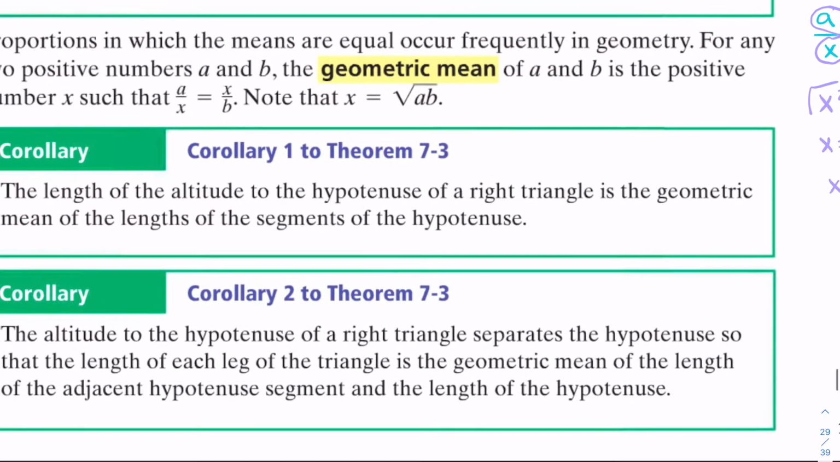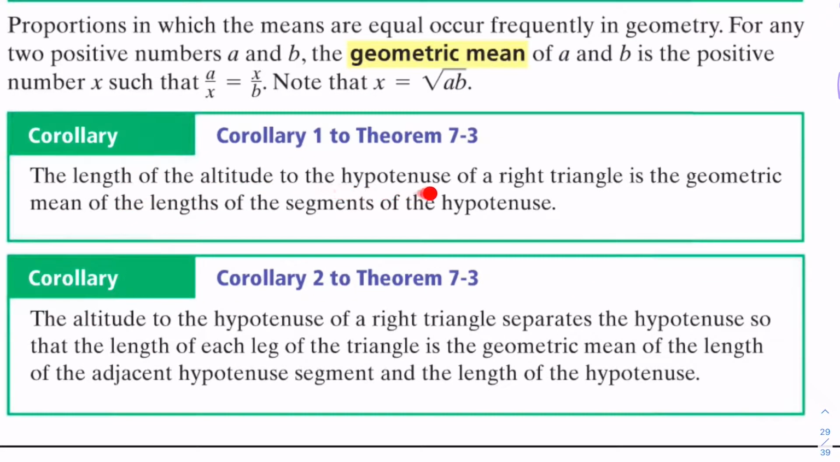The length of the altitude to the hypotenuse of a right triangle is the geometric mean of the lengths of the segments of the hypotenuse. The altitude to the hypotenuse of a right triangle separates the hypotenuse so that the length of each leg of the triangle is the geometric mean of the length of the adjacent hypotenuse segment and the length of the hypotenuse.